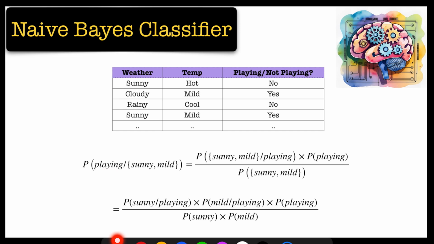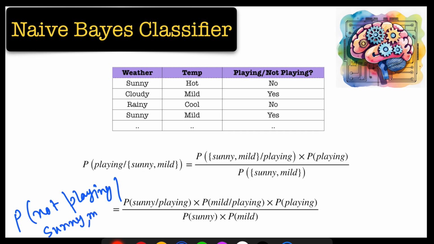So we'll calculate the probability of playing given sunny and mild, and what is the other class? Probability of not playing. So we'll again calculate the probability of not playing given sunny and mild. Right? So this too we'll calculate. Whichever probability is higher, if the probability of playing is higher, then our decision will be the output class playing. If the probability of not playing is higher, our output class will be not playing. In later videos, we'll see this Naive Bayes classifier can be used for many other applications like spam classification, text classification, and so on.